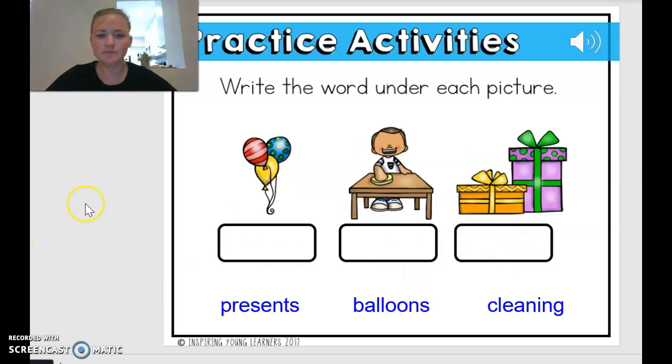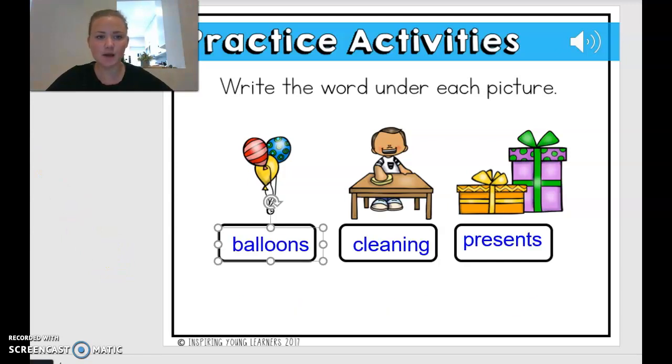Here's our next one. We have presents, balloons, cleaning. Go ahead, stop the video and match the words with the pictures. All right, here are the answers. Balloons, cleaning. He's cleaning the table. And presents.